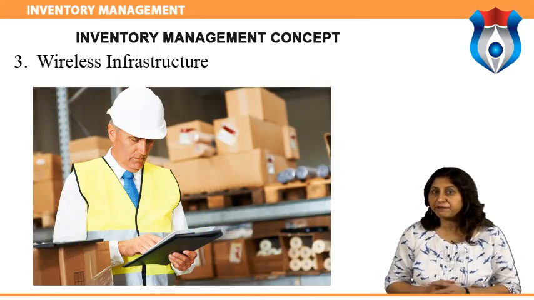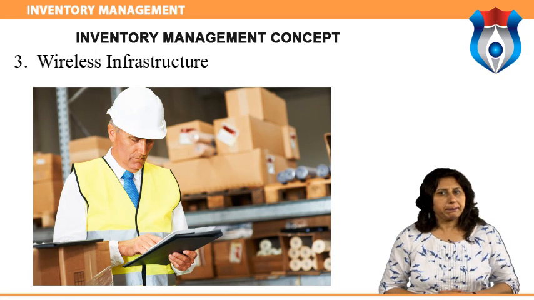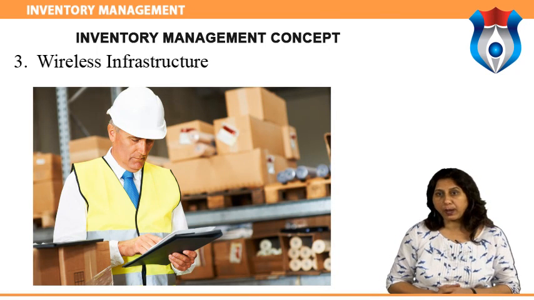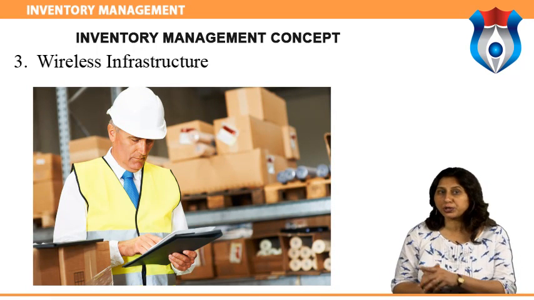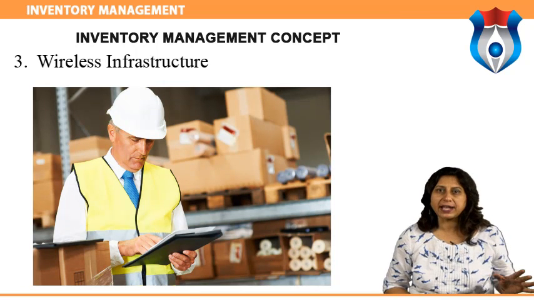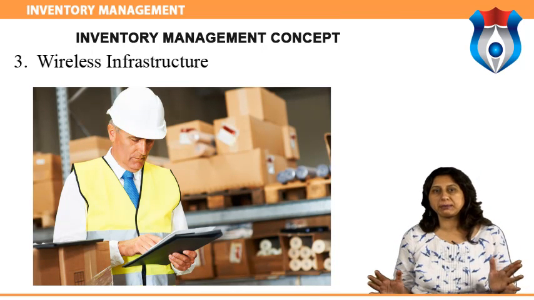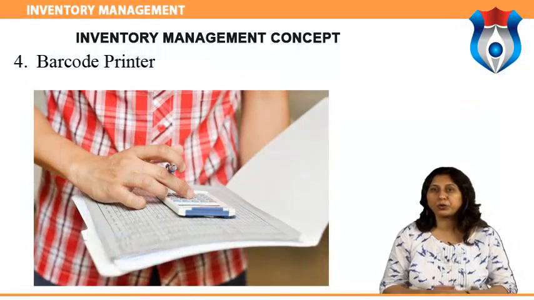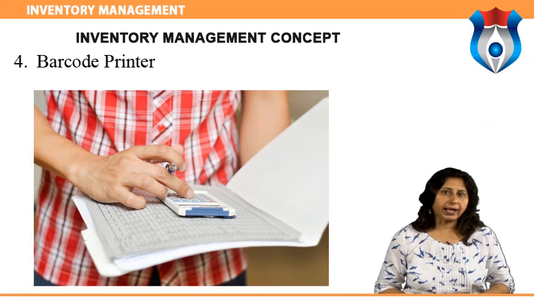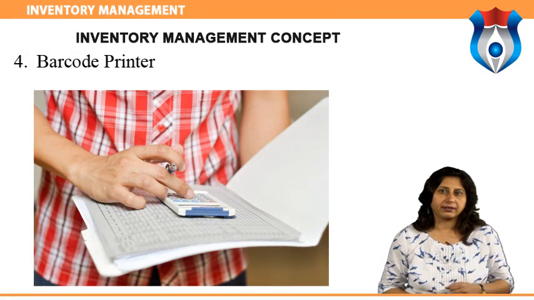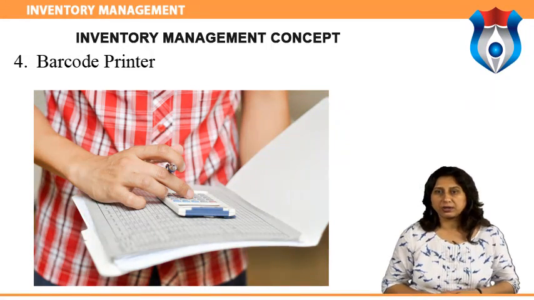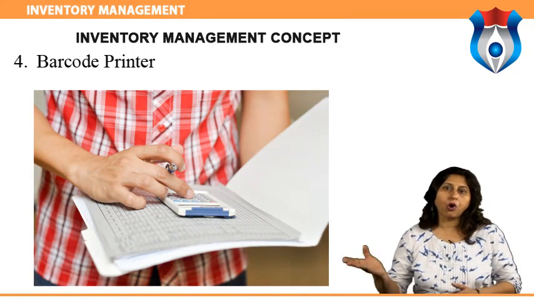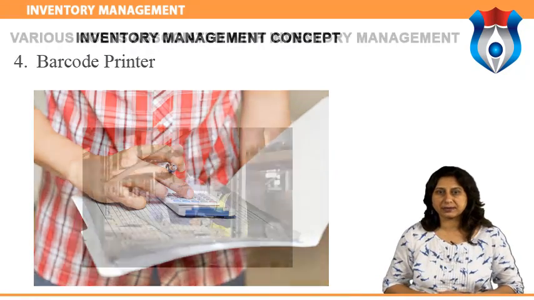Third component is wireless infrastructure. Many businesses need inventory updates to occur in real time, and a wireless network is a required tool to do so. No matter the size of your facility, a network can be scaled to accommodate it. Fourth component is barcode printer. In order to track items quickly and easily, they need to be labeled with a barcode. Printing can be done at fixed units for high volume printing or on the move with mobile printers.